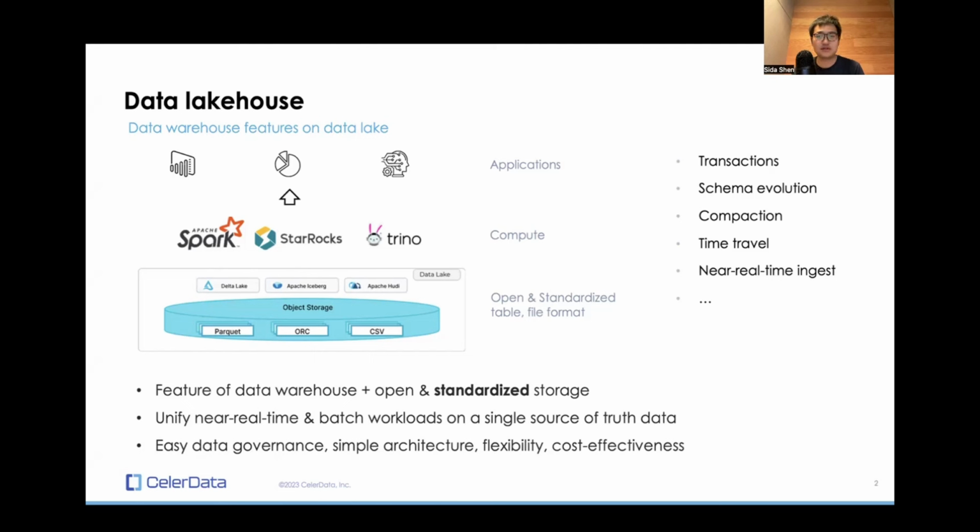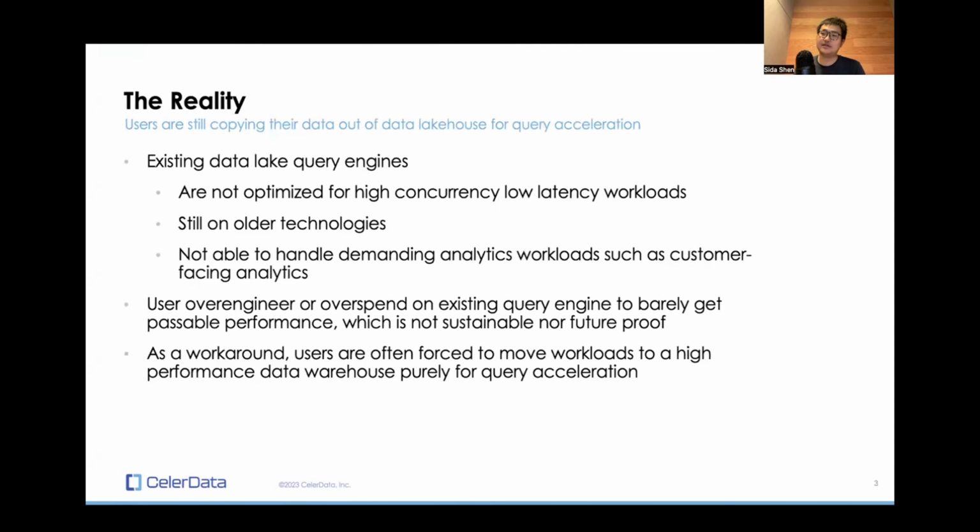So this is great, right? Data lakehouse is great. People must be doing that, right? One piece of data, unify everything on there. But the reality is, no, at least not yet.